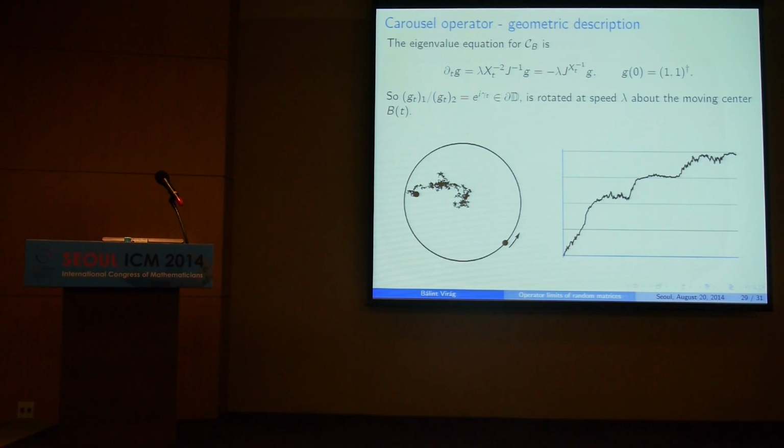So you have this path in the hyperbolic plane, or in the Poincaré disk, or in the unit disk, and what you do is you move along this path, and there is a point on the boundary, which is G. The vector corresponds to a point after projectivization, and it moves around the boundary at unit speed. It's rotated at unit speed around this moving center.